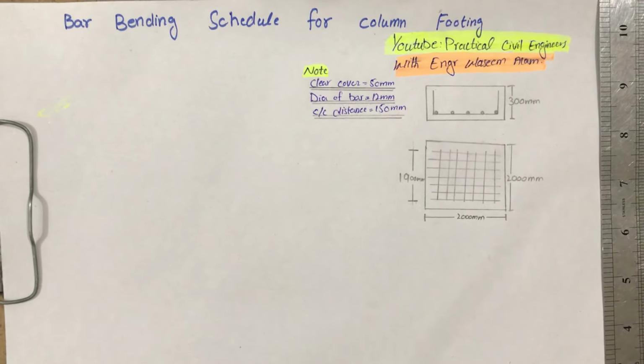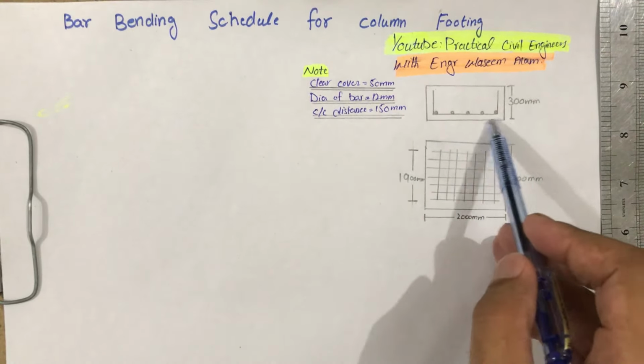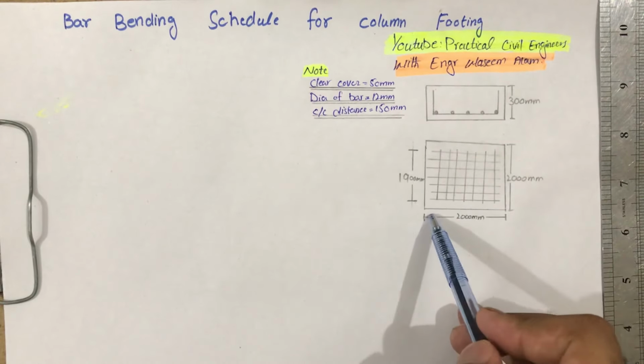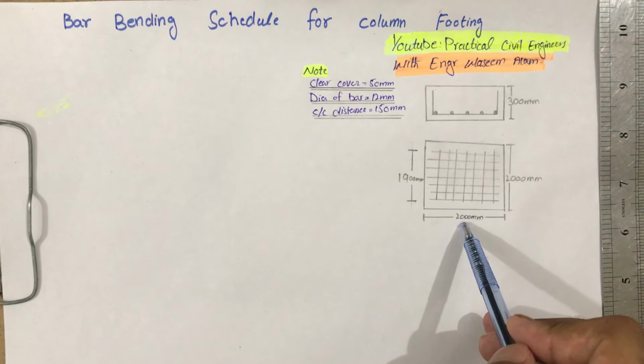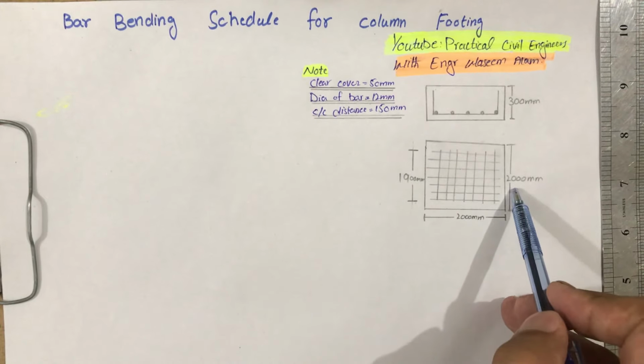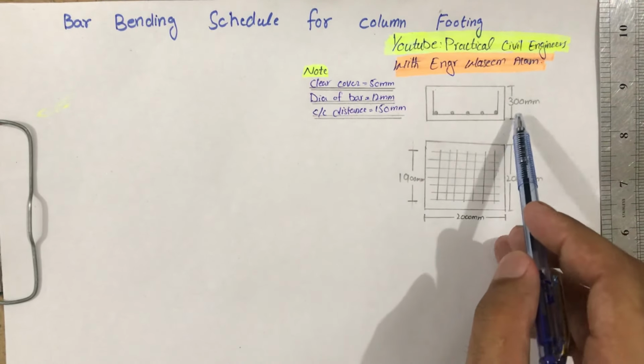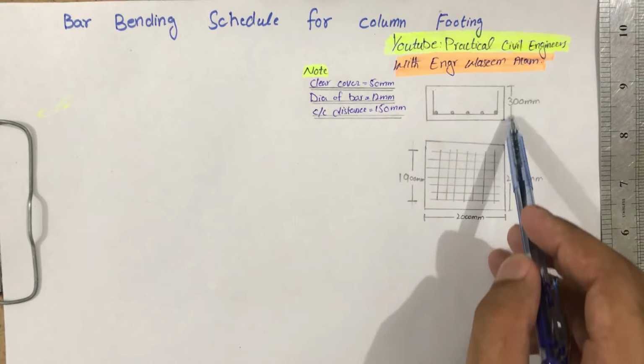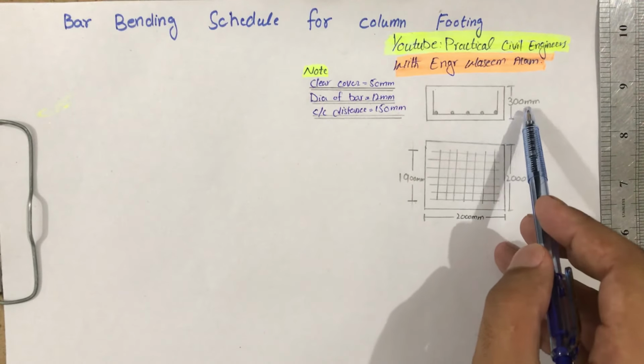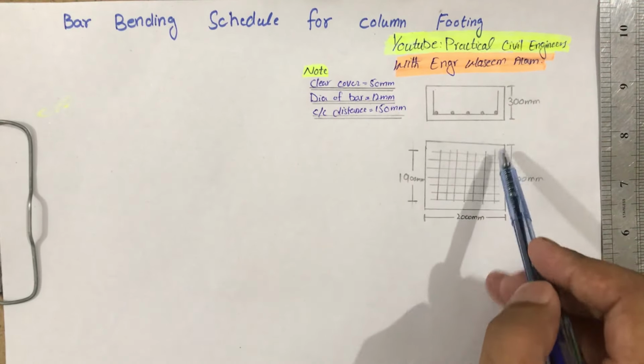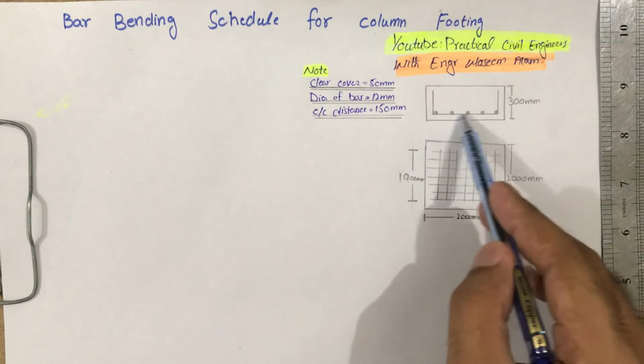Welcome to Practical Civil Engineering with Engineer Wasim Alam, and today our new topic is bar bending schedule for column footing, or the cut length of footing steel bars. So for that we have a footing with the length of 2000 mm and the width of 2000 mm, and the height of the footing is 300 mm. So we have to find the cut length of that bar.